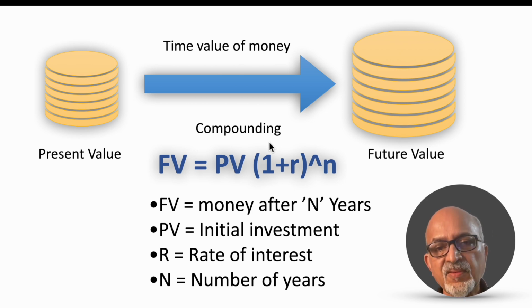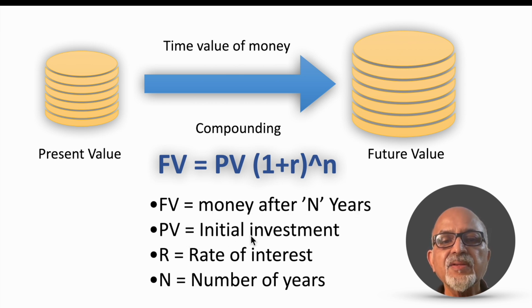Now we have this formula to forecast the future value. That is, future value is equal to present value into (1 plus r) to the power of n. Future value is the money we will get after n years in the bank. So if I put a fixed deposit for 5 years at a rate of interest of 5%, after 5 years how much money will I get? That is the future value of that money.